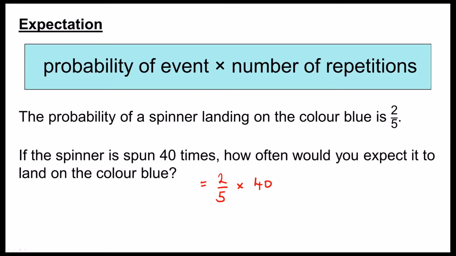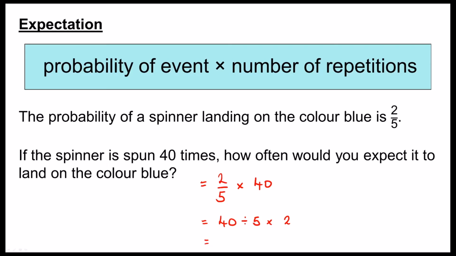Because this is a fraction of an amount, you can work out the answer by dividing 40 by the denominator and then timesing the answer to that by the numerator. So we need to work out 40 divided by 5, which is the denominator, times by 2, which is the numerator.